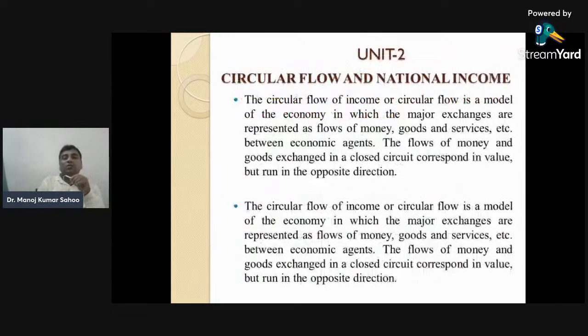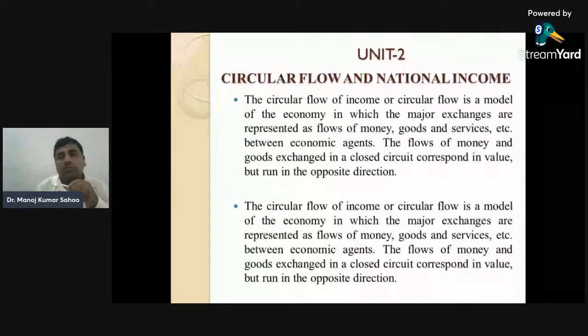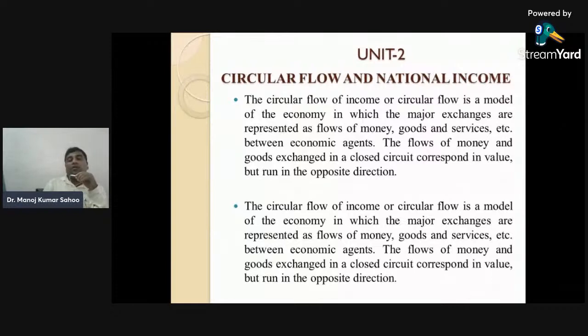Now moving to unit 2, which is talking about the circular flow of income in different sectors, like your household sector, your farm sector, your government sector, your foreign sector, how income is moving from one sector to another sector. Because the income of one person is the expenditure of another person, and the expenditure of another person is the income of the first person. And how the income is moving in a circular manner, that we call the circular flow of income from one sector to another sector.